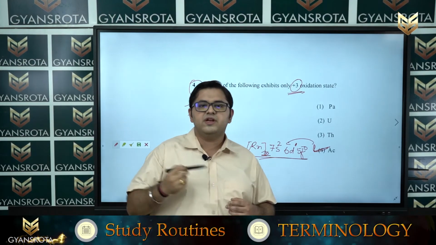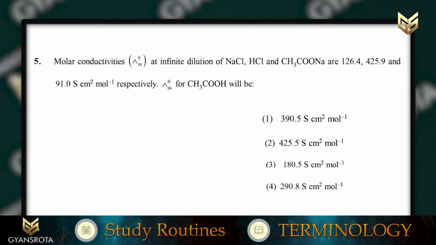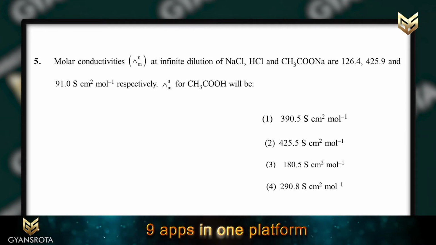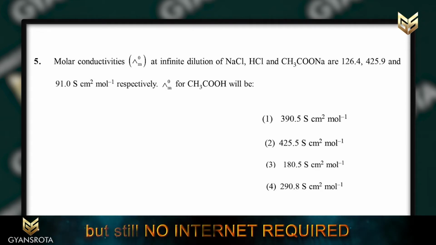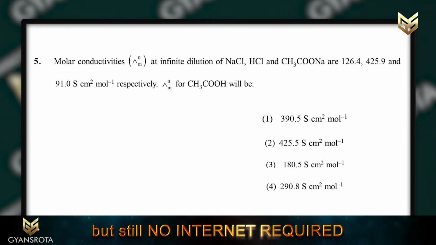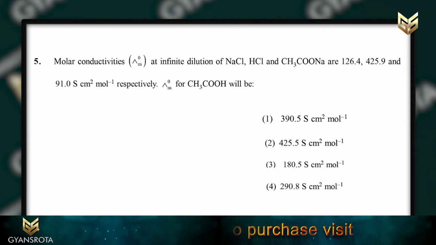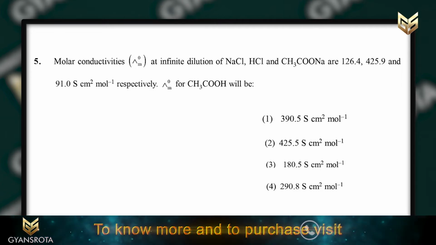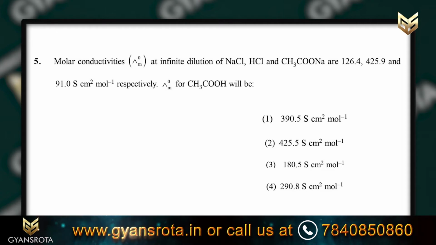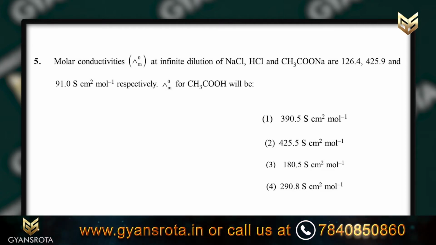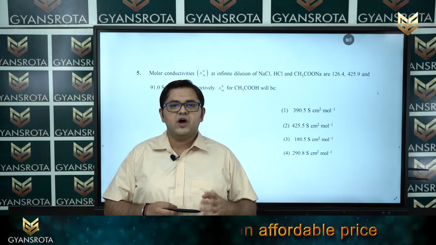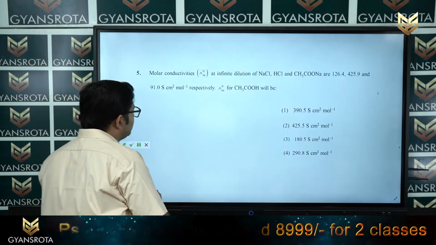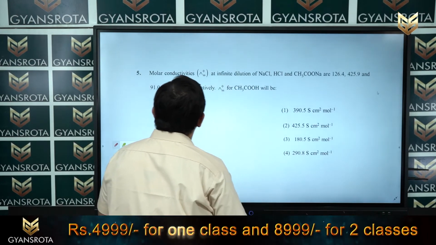Now we are moving to the next question, question number 5. Question number 5 is on your screen. Molar conductivities at infinite dilution of NaCl, HCl and CH3COONa are 126.4, 425.9 and 91.0 Siemens centimeter square per mole respectively. Λm° for CH3COOH will be? Now we are moving to the solution part.